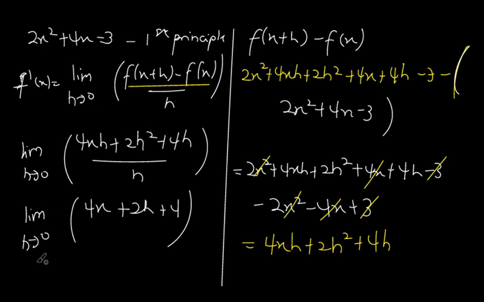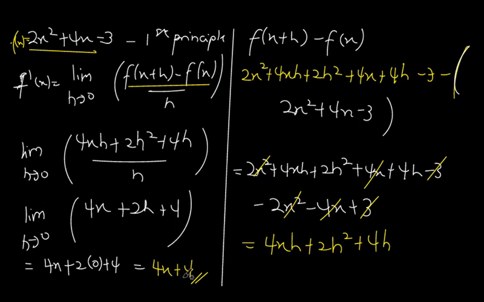So to actually get the final answer, all we need to do is to put the value h equal to 0 into this equation over here, and then the limit will be gone, and then we can get our answer. So we'll be having 4x plus 2 into bracket 0 plus 4, which is equal to what? 4x plus 4 as our answer. So it means when we differentiate the function f of x is equal to 2x squared plus 4x minus 3, we will be getting 4x plus 4 as our answer.